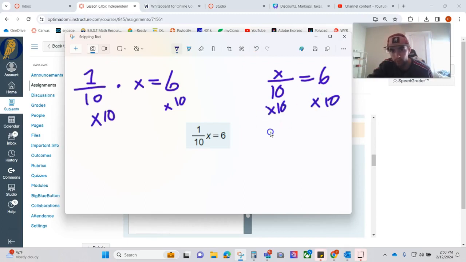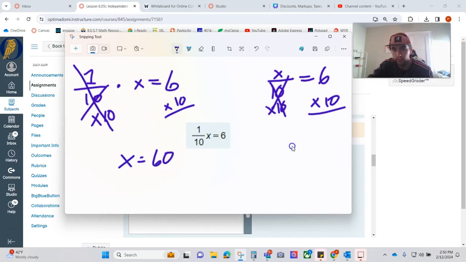Same as over there. Mr. Bertram is much faster this time. So 6 times 10 gets us our correct answer. Here, x equals 60. 6 times 10 is 60.